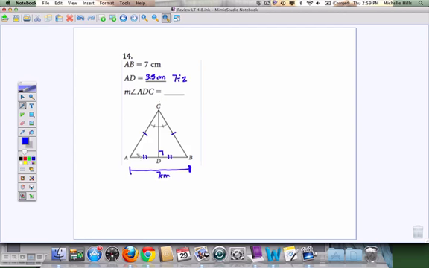Now the measure of angle ADC has to be 90 degrees, and I didn't have to show any work for that because if this is an angle bisector, it means it forms an altitude. Altitudes are perpendicular to the opposite side.